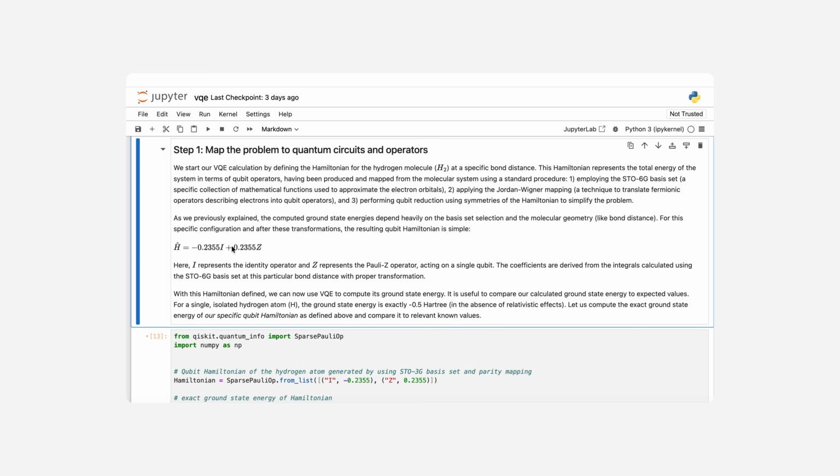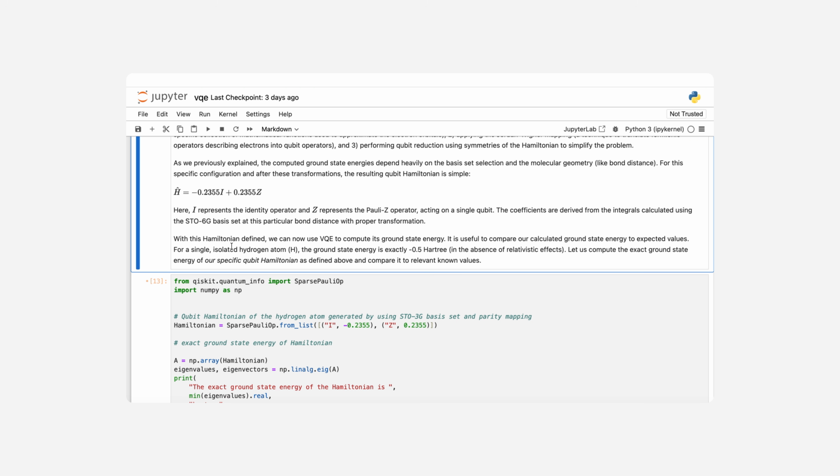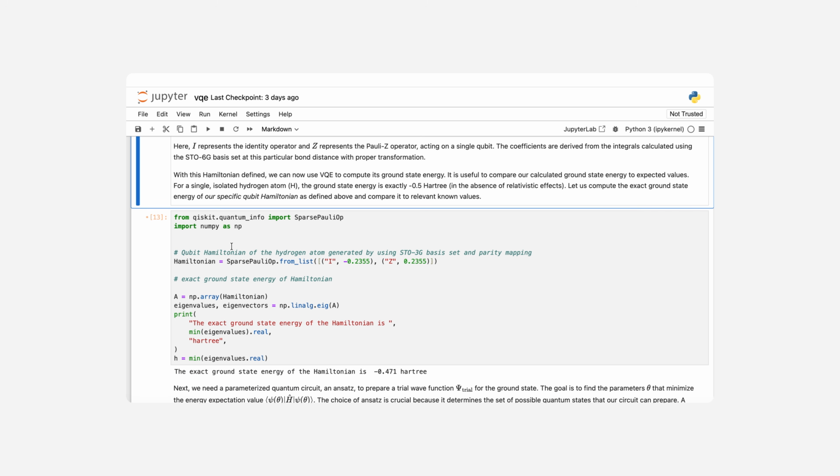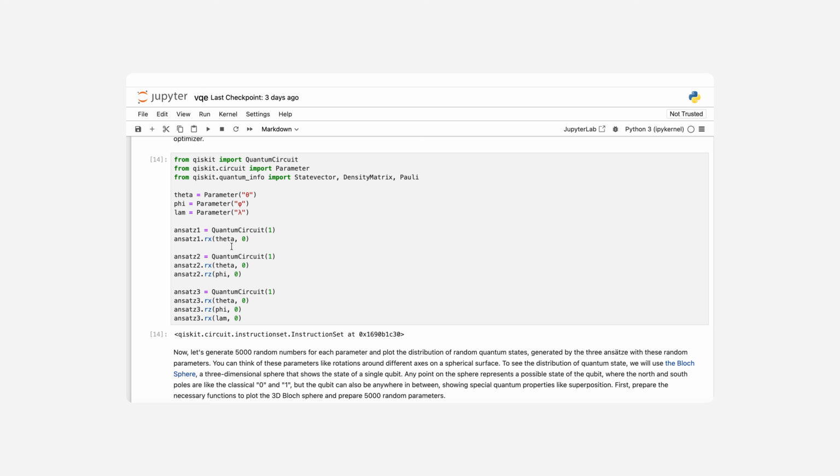This trial state is the ansatz. We'll look at 3 different ansatze to see how well each does at exploring the full state space of the qubit. You want an ansatz with enough parameters that you're fully exploring the space, but no more than that, because each additional parameter adds more computational complexity to the optimizer.